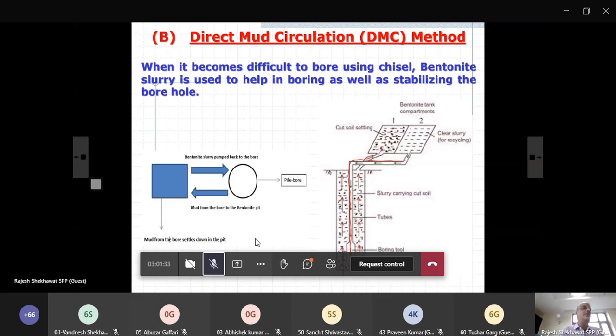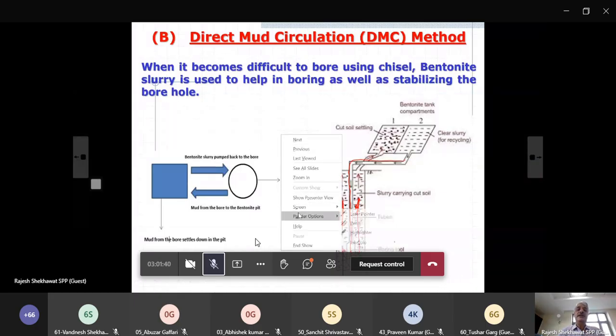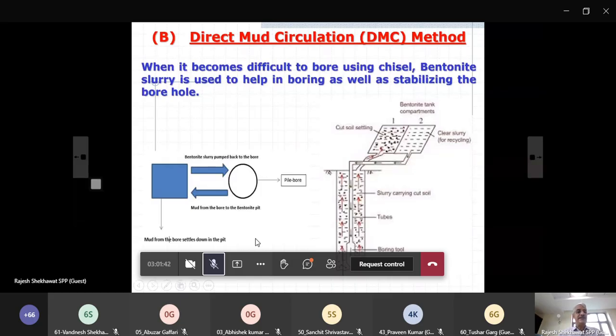Mud comes from your chiseling tool, and then it is circulated from outside. This is the only improvement. So it is chisel and beller or any other method, whatever method you are using, through that method you circulate the bentonite. That is the only difference in other methods and this method, and this is called direct method.